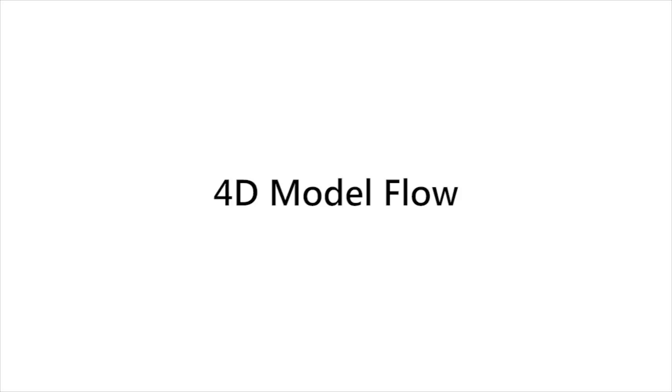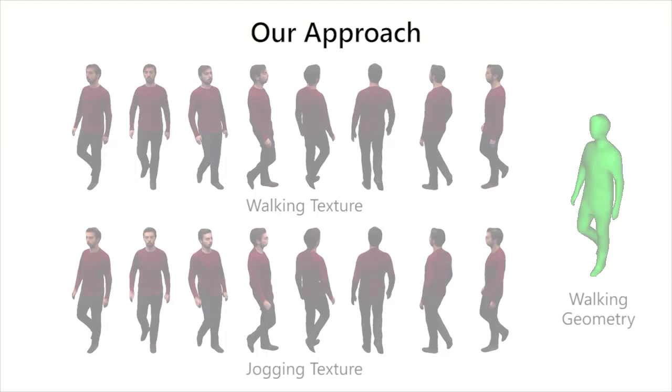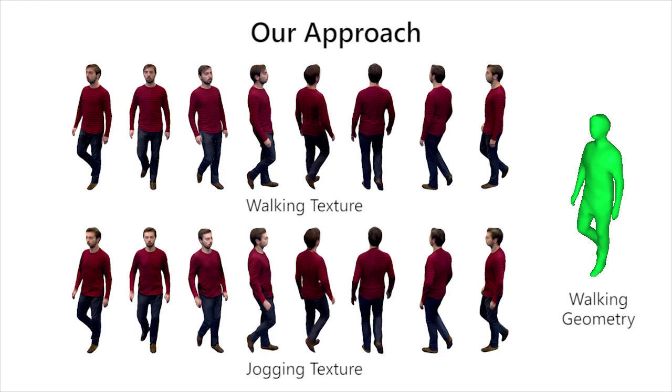We introduce 4D model flow, a novel representation to compute and store dense appearance correspondences across 4D models. Here is an overview of our approach. We first project the captured appearance onto a common geometry proxy and render it from a set of canonical camera viewpoints. In this example, both the walking and jogging appearances are projected onto the walking geometry.